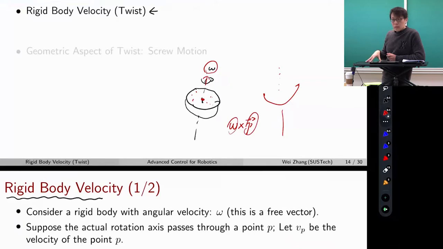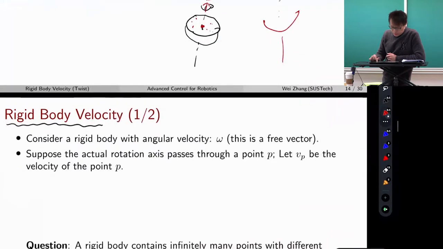So angular velocity, depending on who you ask, for me is just one way to parameterize everything on the body. And you can generalize this thinking to a rigid body, because your origin may not be here; you may be at some other place. So we're just trying to characterize all the velocities on a rigid body. Okay, let's get started with that.